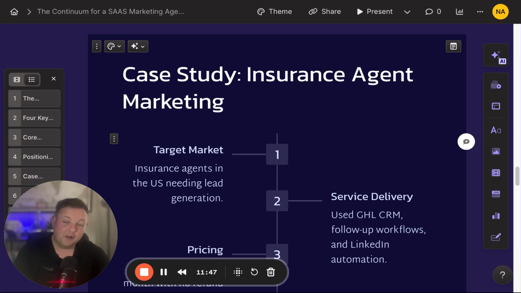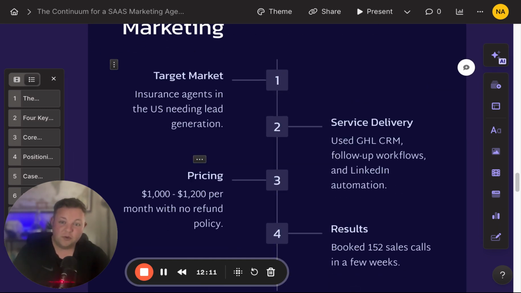I was looking for a large market that needed lead generation. That was my goal. And insurance agents fit this description because there's about 1 million, I think, agents across the US, and they all need leads because they're all in competition with each other. So the niche was insurance agents in the US. I created the sales page, I planned my delivery, and then I launched. It was that fast.